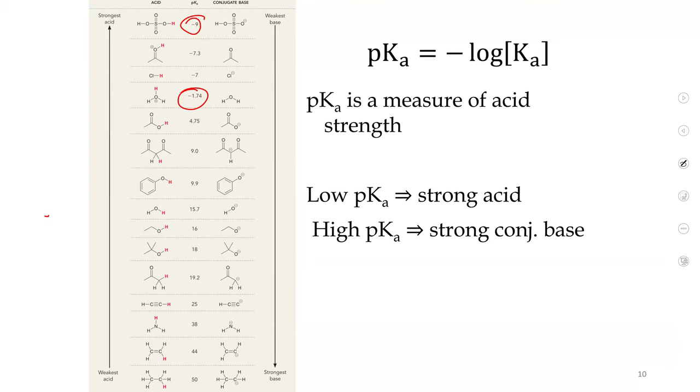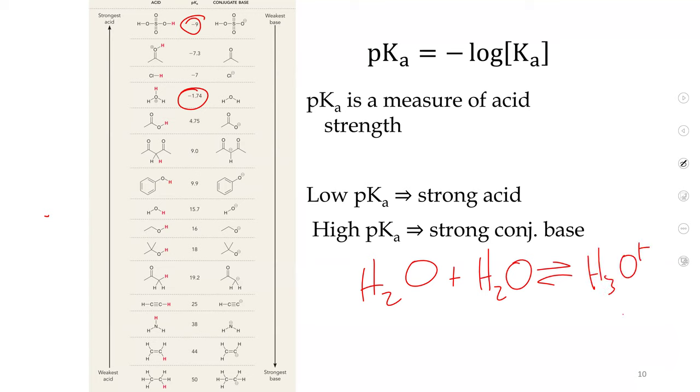Water is like one out of every 10 million that turns into a hydronium. So that's our H2O plus H2O goes to H3O plus and hydroxide. The equilibrium constant is 10 to the minus 14. So we wind up with about one out of every 10 million, about 10 to the minus 7, as your concentration.